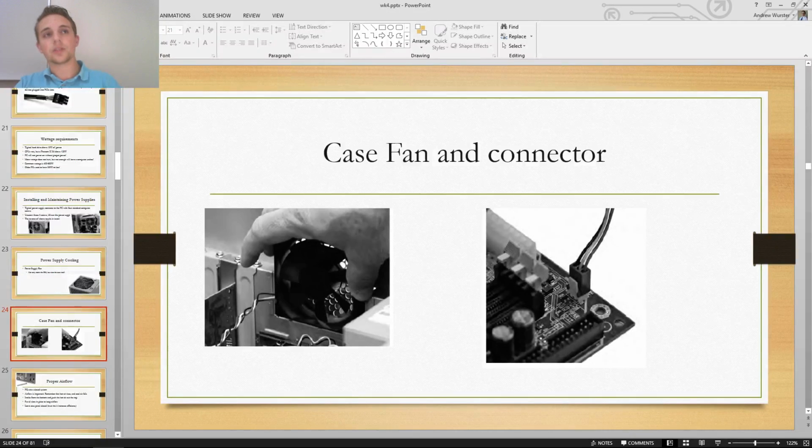So that's the general connector that you'll see. And it looks a lot like the CPU fan connector. Just CPU fan, sorry.